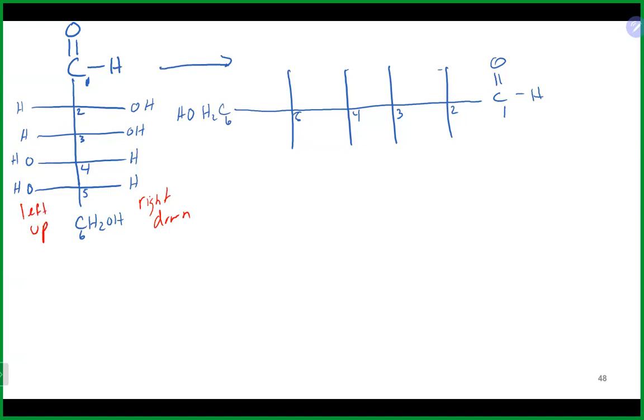So if we do that at carbon number 2 here, we have our OH there. Carbon number 3, we have our OH down, H, and now OH would be up here, OH up here, H, and H. Any questions on that so far?